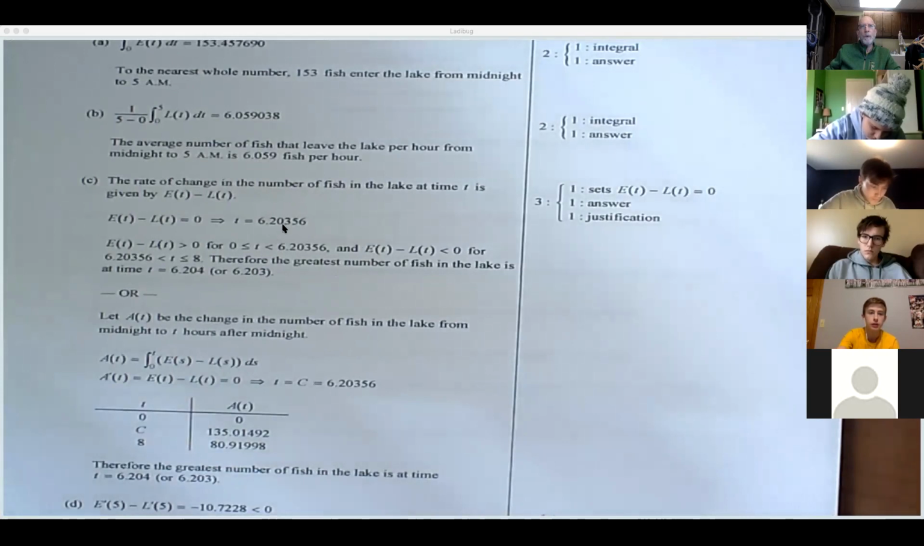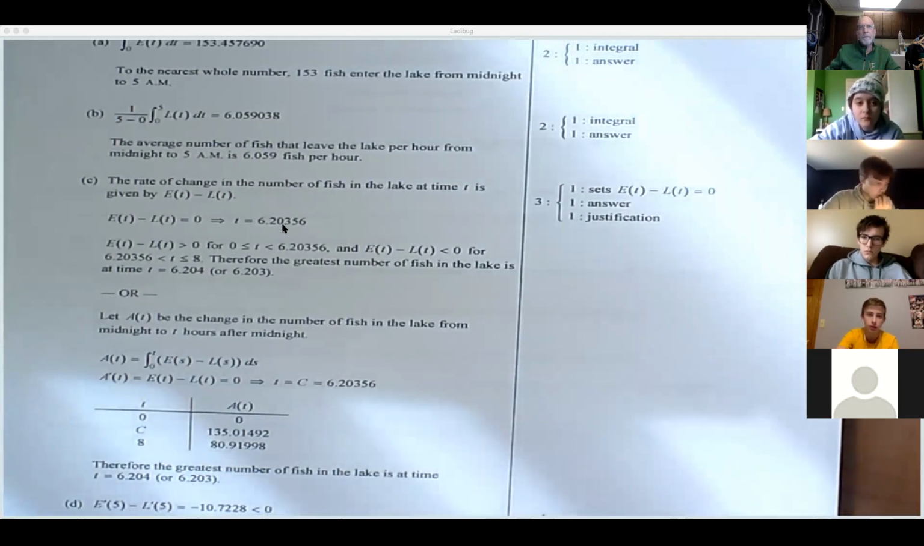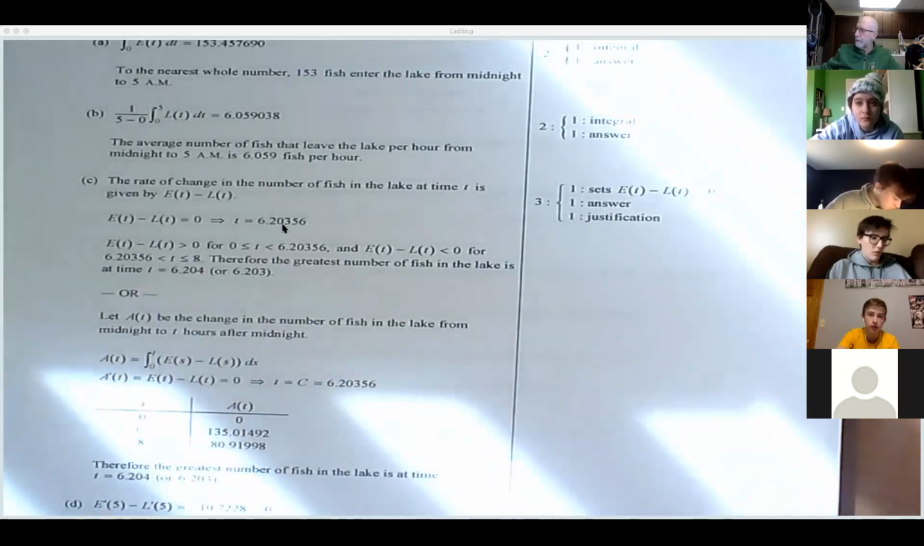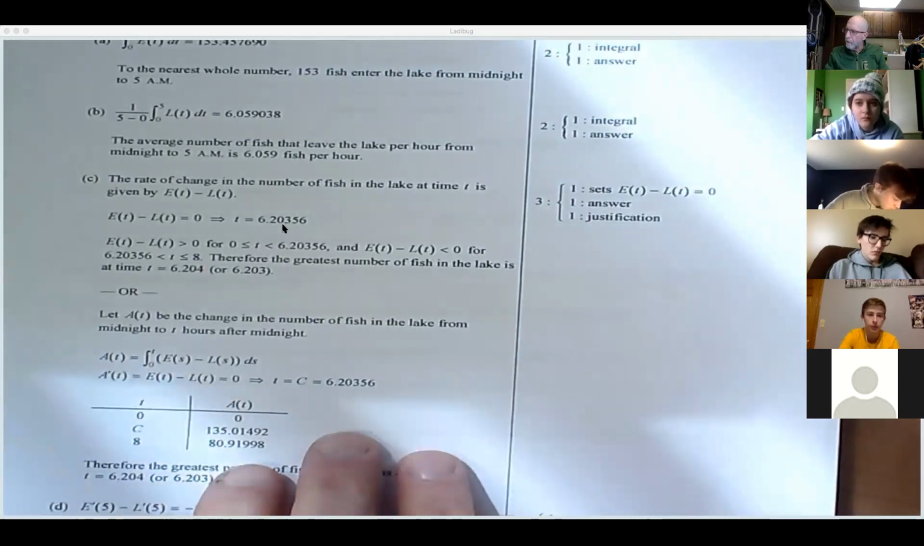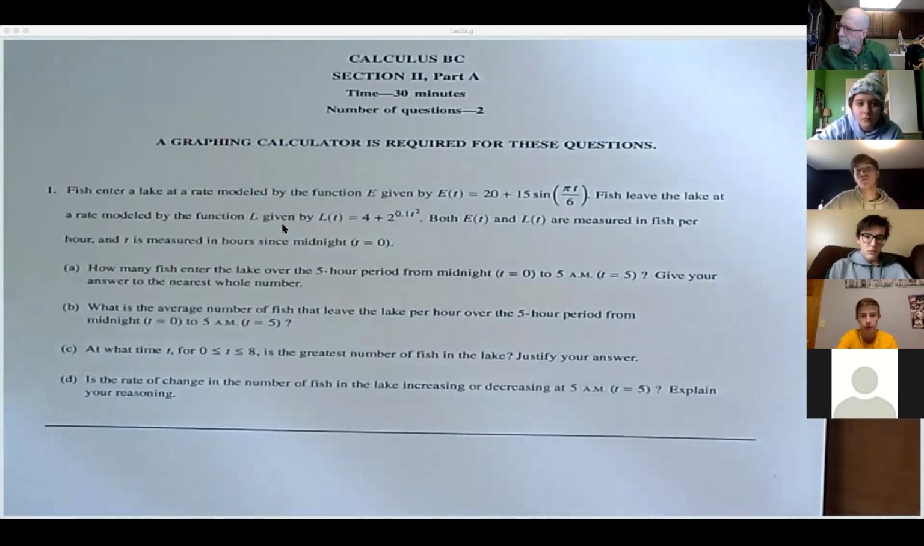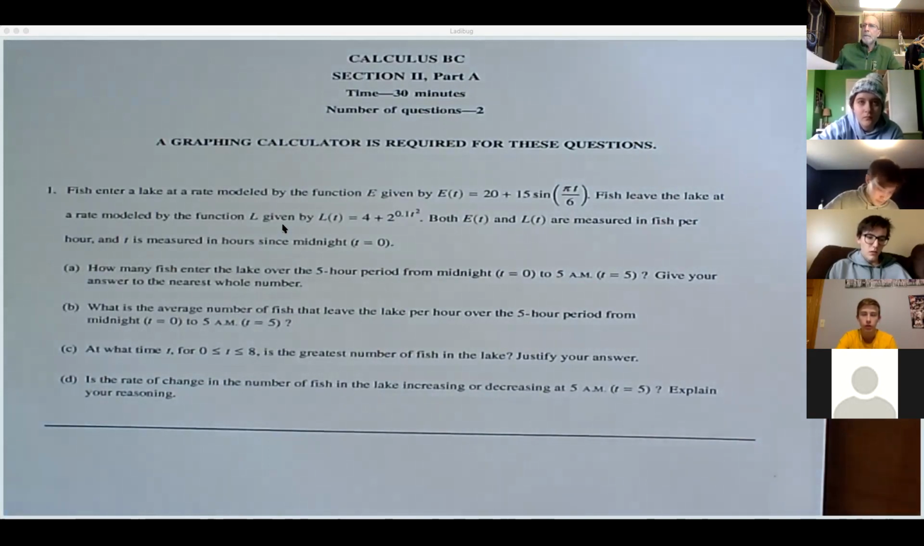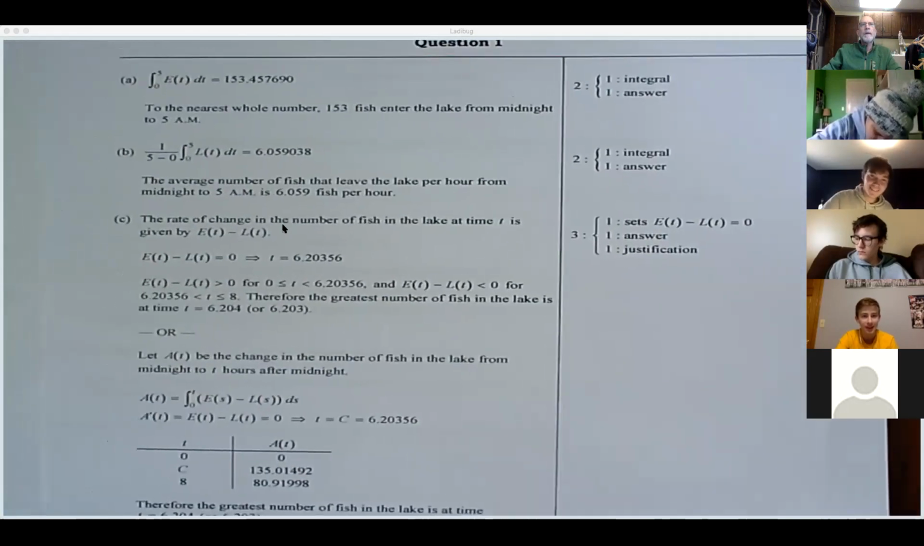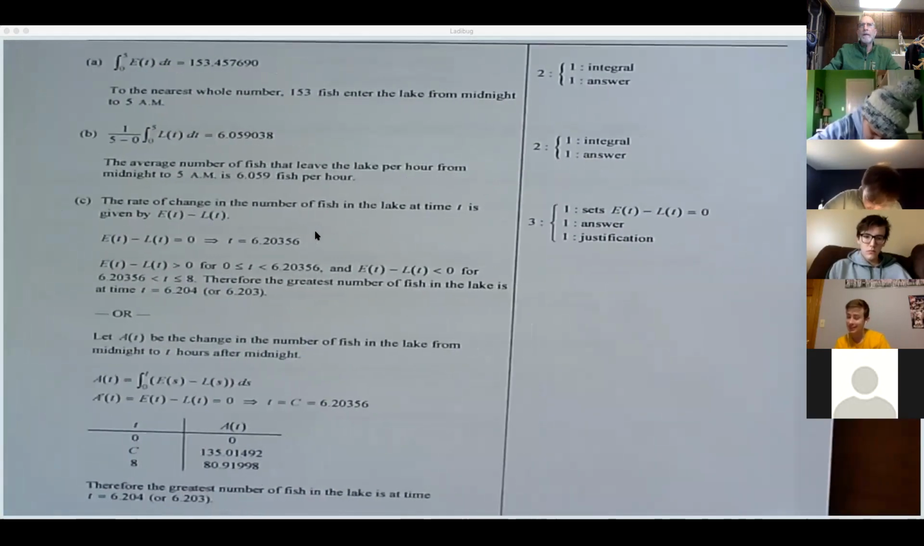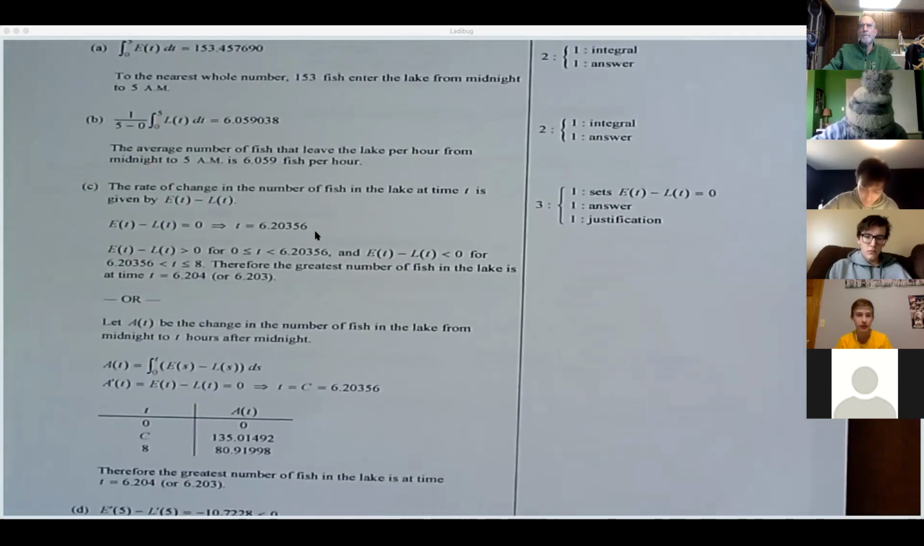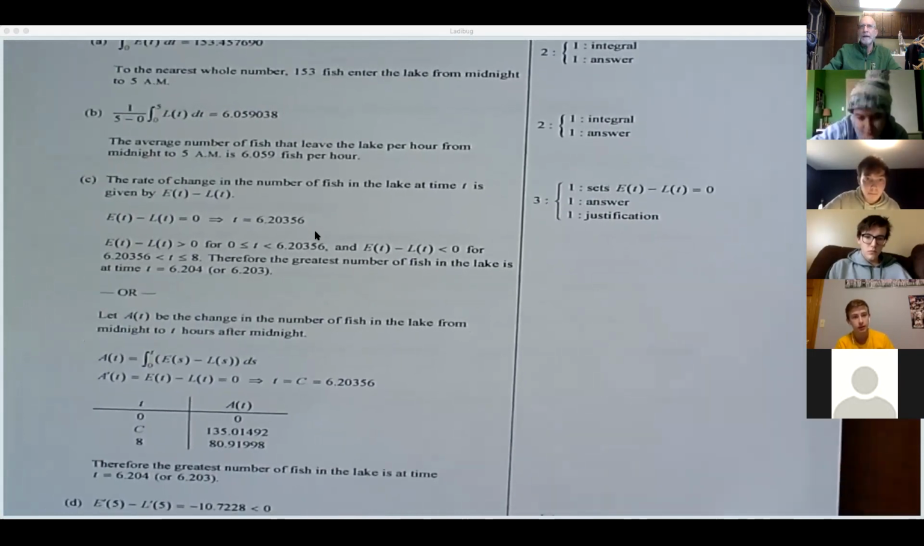So there are two different ways. Didn't part B need the answer to the nearest whole number? Did they ask you to have it to the nearest whole number? No, it didn't. Oh, actually it does: give your answer to the nearest whole number. That's for A. B does not, which I think is mean. That is mean. I mean, you want the whole number to come in automatically, and then you don't care about what partial dead fish are leaving the lake.